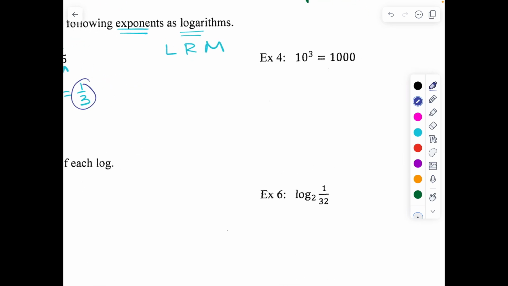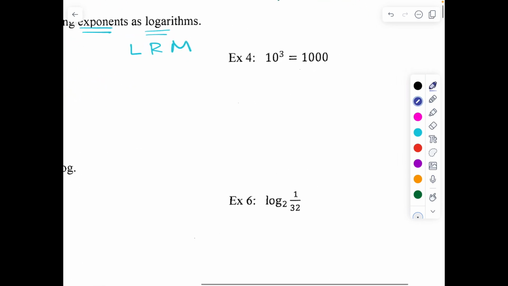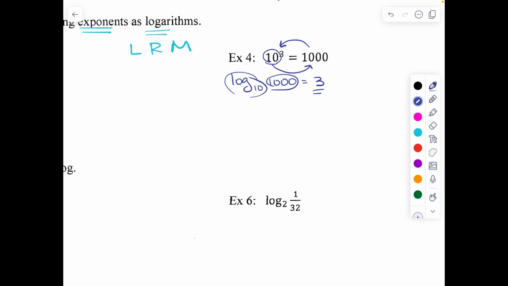For this next one, again, to go from exponential to log form, we're going to write log. The base number becomes the base of the log. So we go left, right, middle equals 3. And that's because we need log base 10 of 1,000 to equal 3.